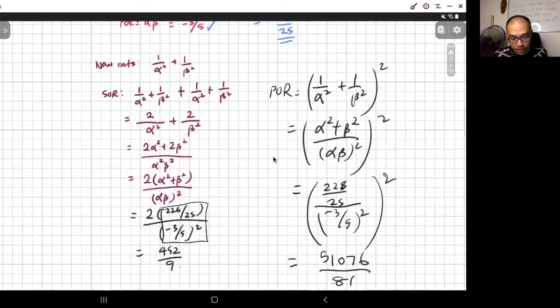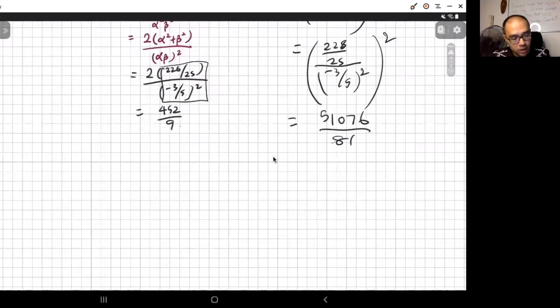226 over 25. Alpha squared plus beta squared is 226 over 25, correct? Yeah. Then alpha beta squared is -3 over 5. Divide by 9 over 25. 25 divided by 9 over 25. You square the whole thing. You will get 51076 over 81, which is the number that I got.